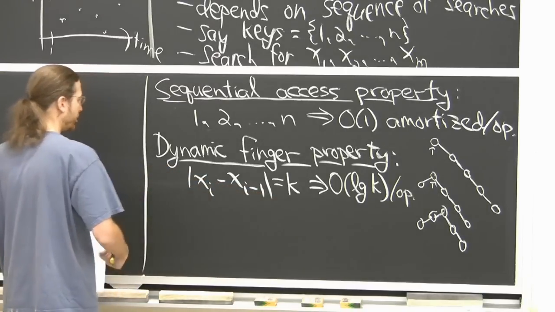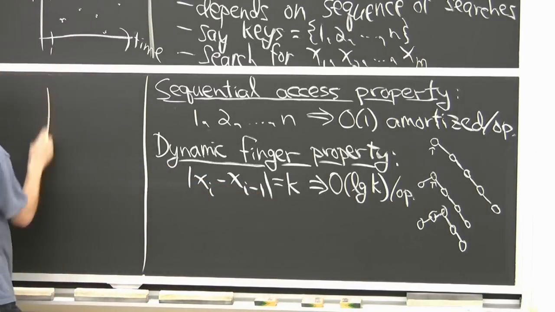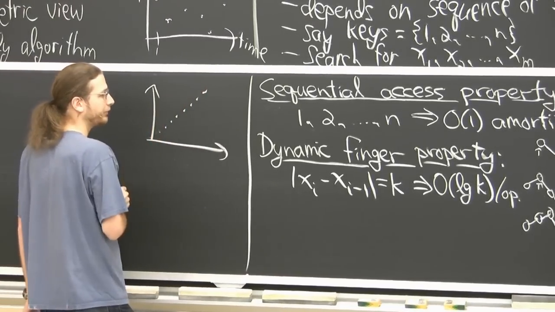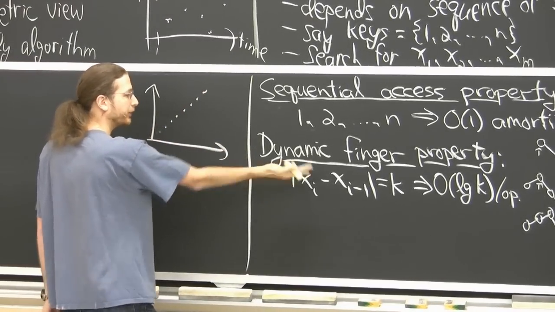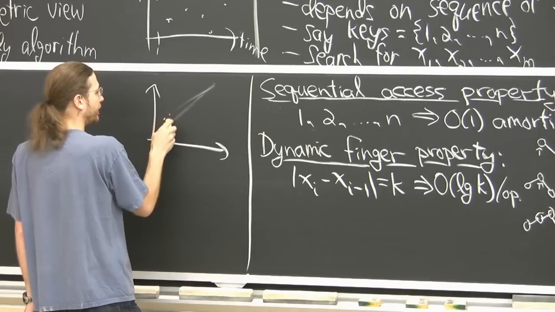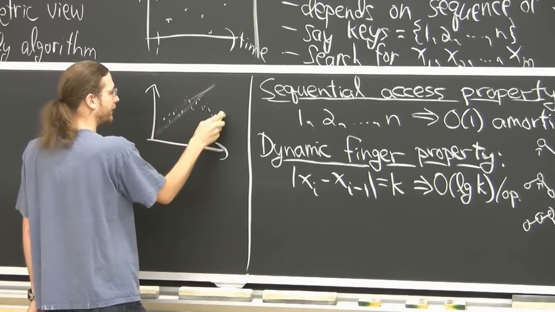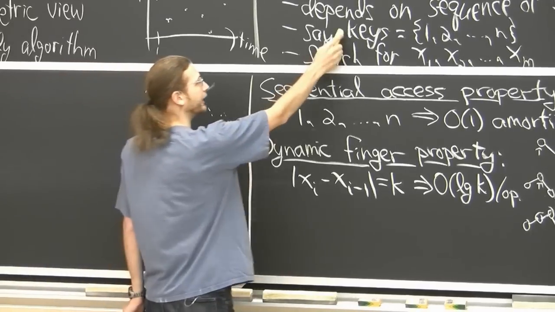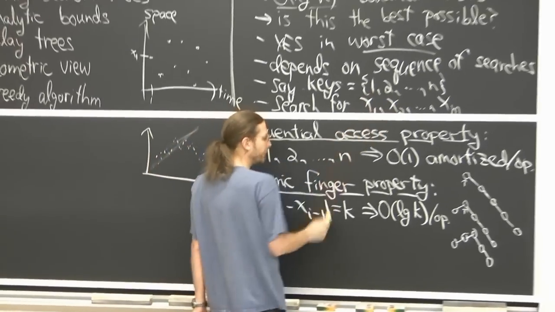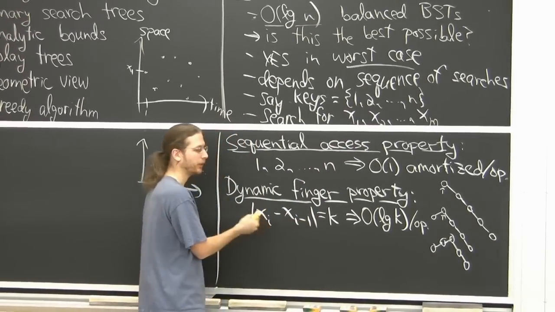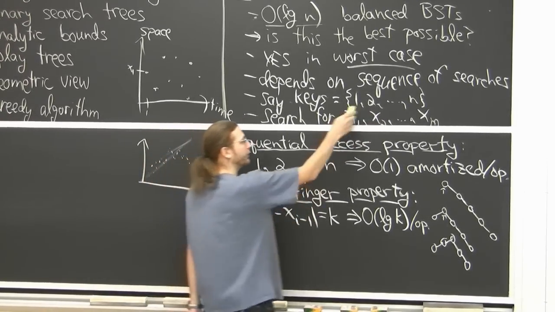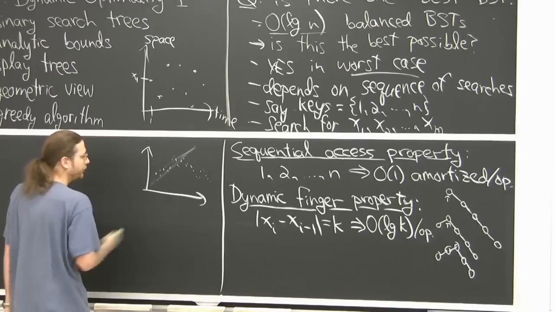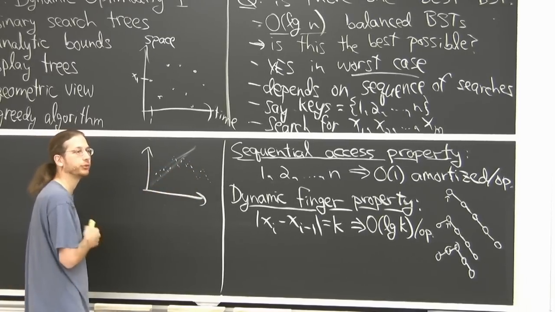But if I look at my space-time diagram here, for example, if I do sequential access, then this number is always 1, and so I get constant time. If I do something like this, where my spatial distance is not changing too much, and this is the reason I numbered the keys like this. What I really mean is in the sorted order of the keys, how do the ranks differ? But if I number the keys 1 through n, that's just their absolute difference. So anything like this, dynamic finger property tells you you're doing well.